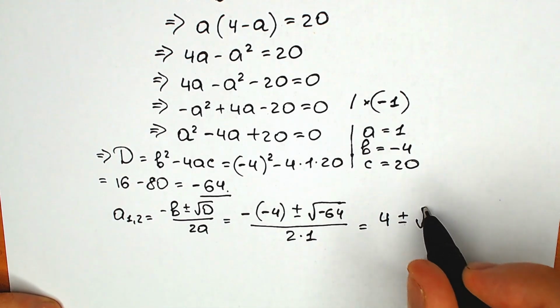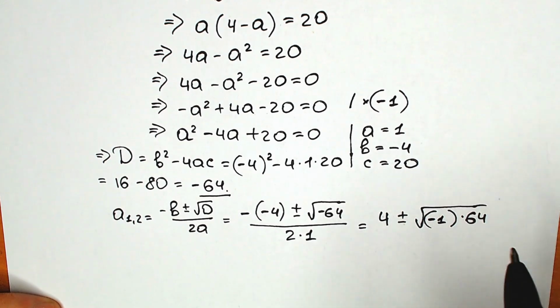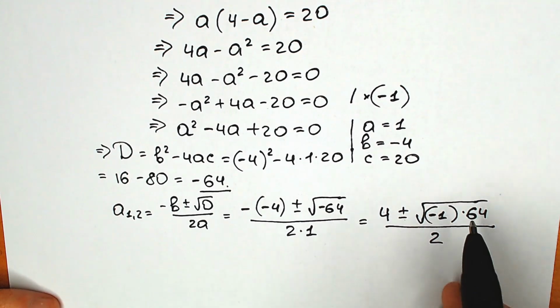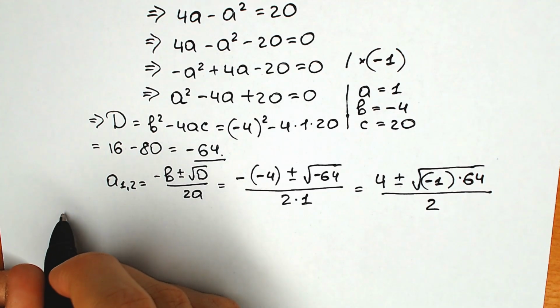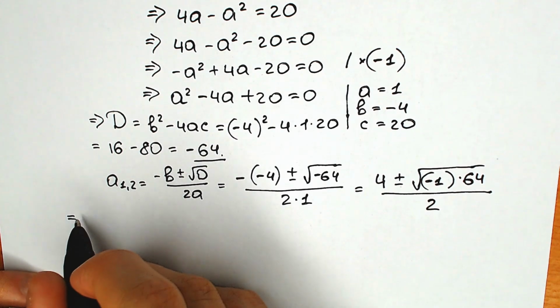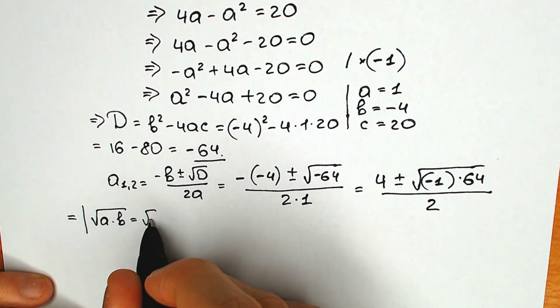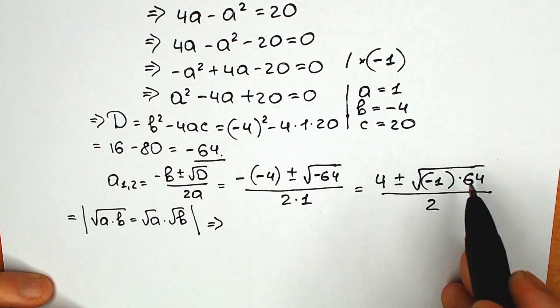We can write it as a product minus 1 times 64, and we divide it by 2. Right now we can easily split it, because there's a great property in terms of multiplication, a great rule. When we have square root of a times b, we can write it as square root of a times square root of b. So we can easily split this square root.